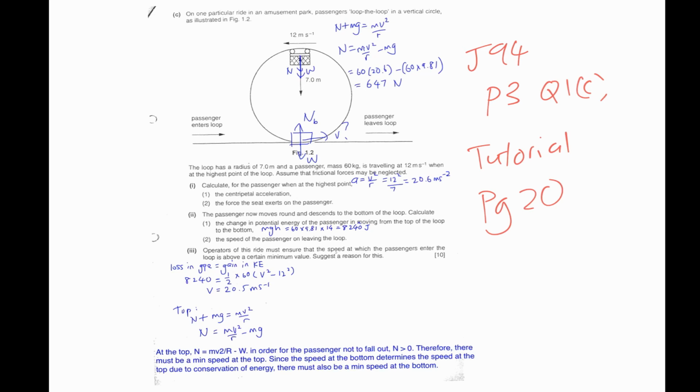KE. So therefore, it will be loss in GPE equals gain in kinetic energy. But be careful, right? When you're doing gain in KE, you must take the KE at the bottom, which is the higher KE, minus the KE at the top.